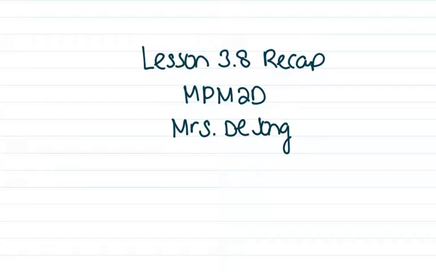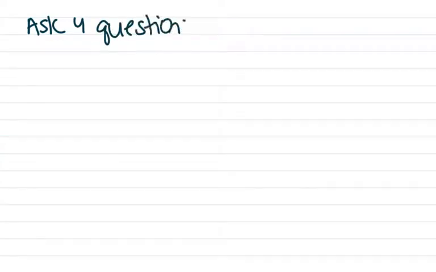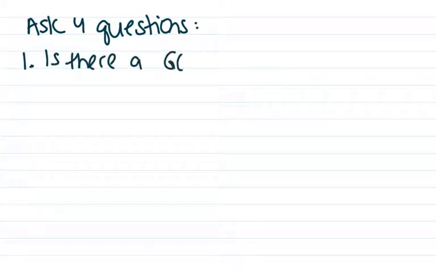So we're just going to start off with a little recap of lesson 3.8, which we learned right before the break. I'm just going to refresh your mind on how we did factoring so that you can use it in the next lesson properly. So when factoring, we ask 4 questions. First we ask, is there a greatest common factor? And if there is, we take that out first before we try to factor any further.